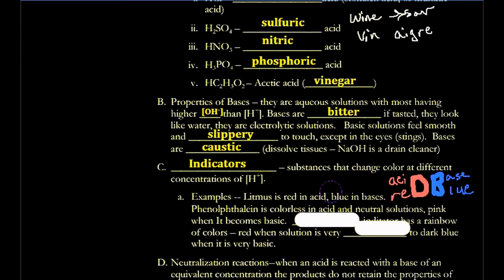Alright, another indicator we have is called phenolphthalein, and it is colorless in acid and neutral solutions, but it turns pink when it becomes basic. There is a universal indicator, which is a mixture of a whole bunch of different indicators, and it is a rainbow of colors. It is red when a solution is very acidic, to dark blue when it is very basic.